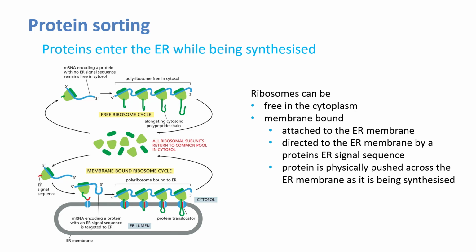The last mechanism involves proteins which are synthesized in the cytosol being delivered to the endoplasmic reticulum. We know that our ribosomes can either be free in the cytoplasm or they can be attached to the endoplasmic reticulum membrane. The reason why they get attached to that membrane in some cases is that a signal sequence, which is at the start of that growing translated protein, directs that ribosome complex to the ER membrane. Then as that protein is being synthesized in the ribosome, it is physically pushed through a protein translocator embedded in the membrane and into the ER.